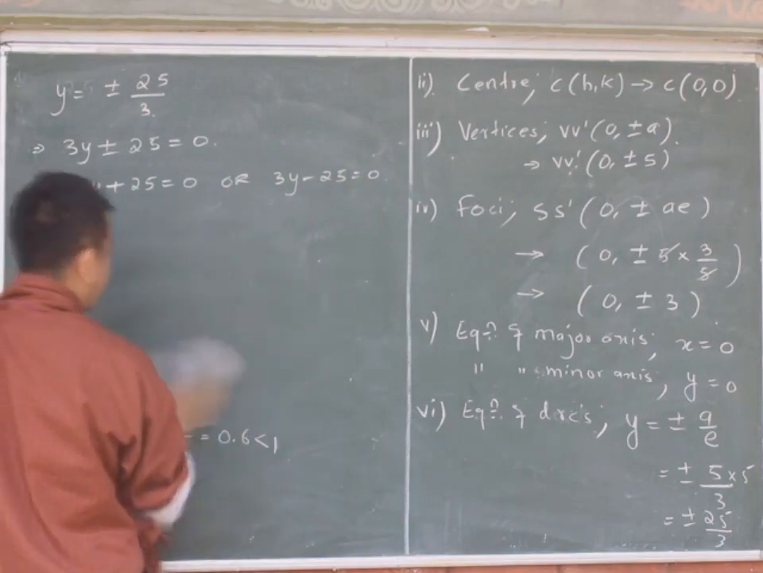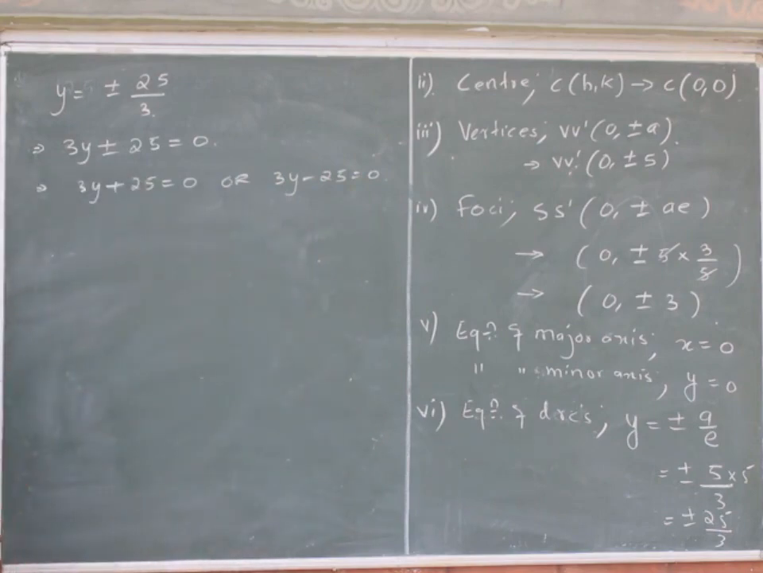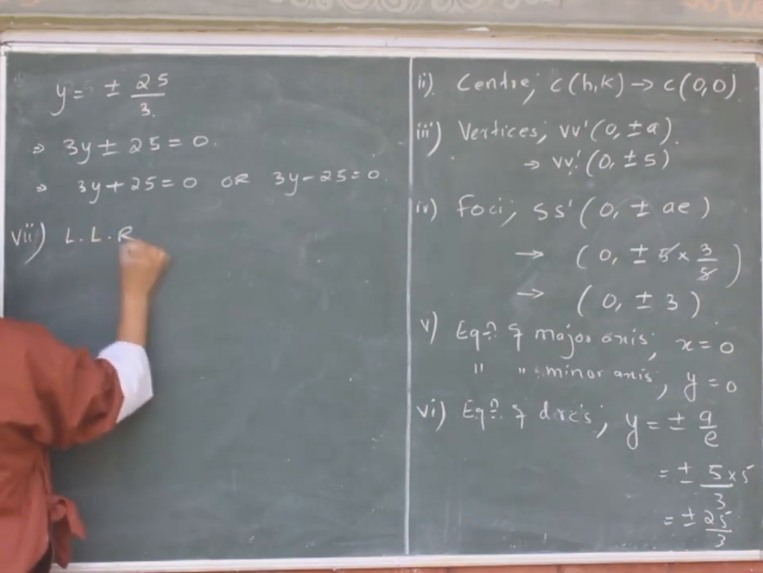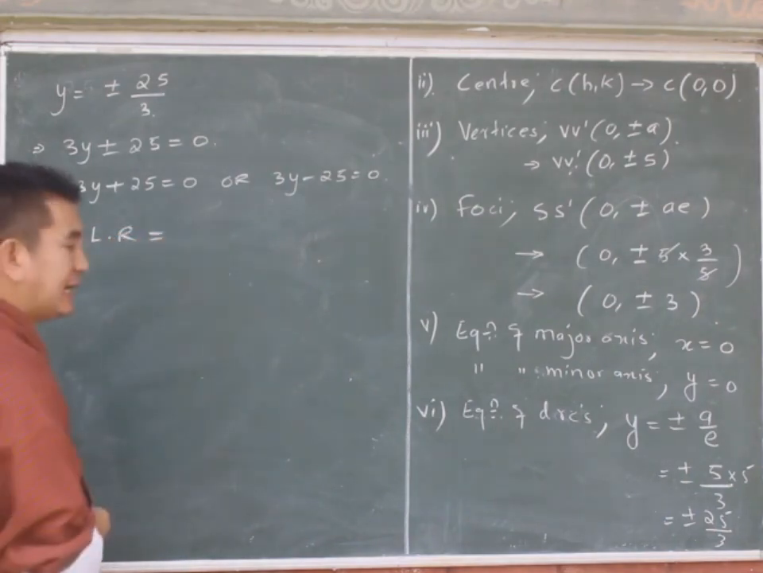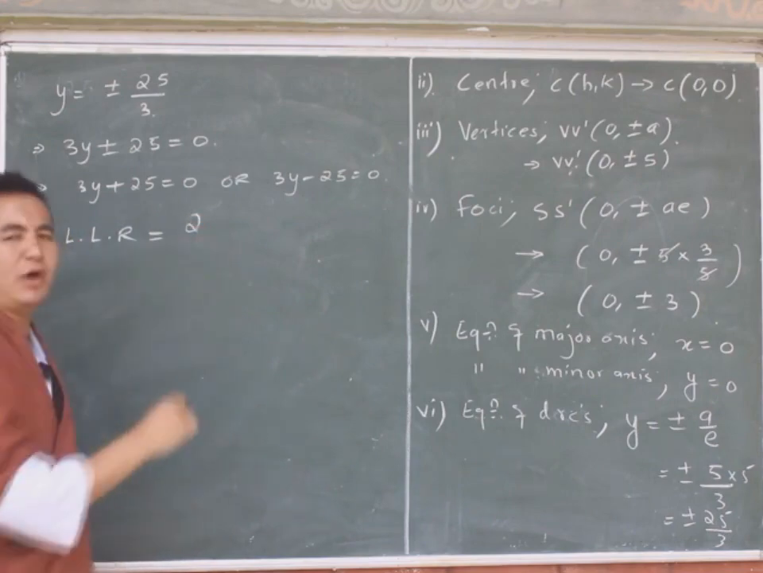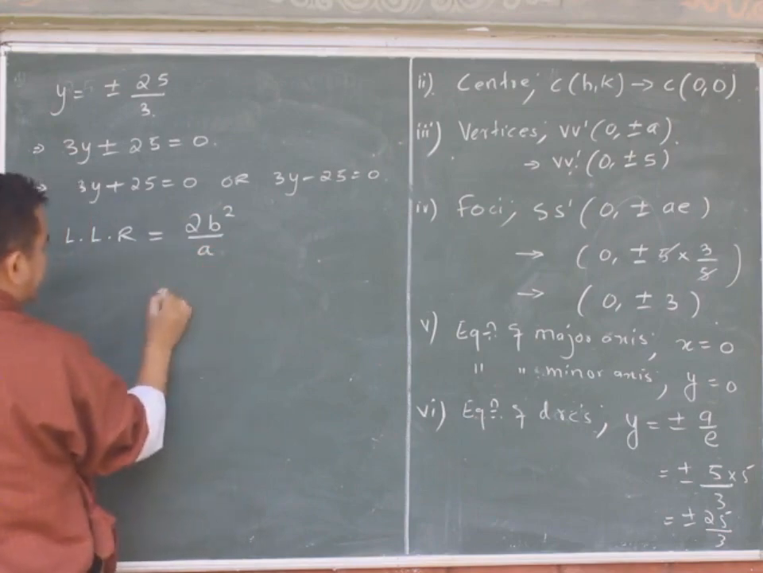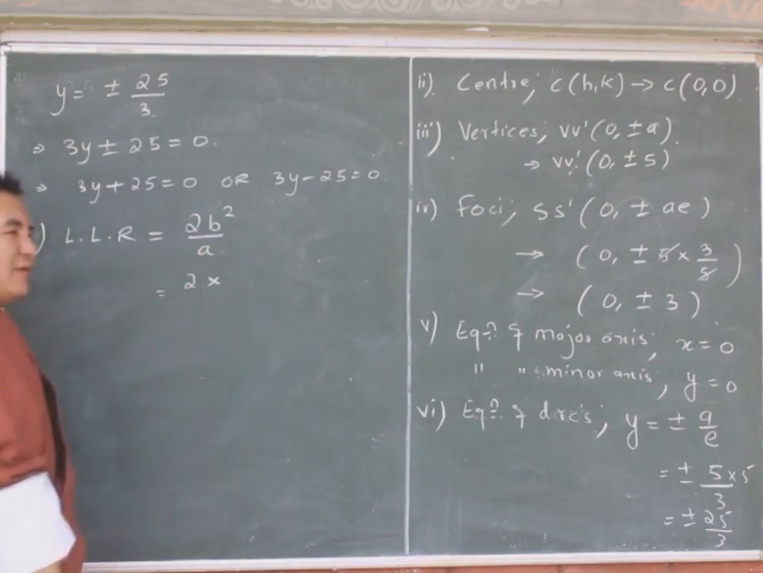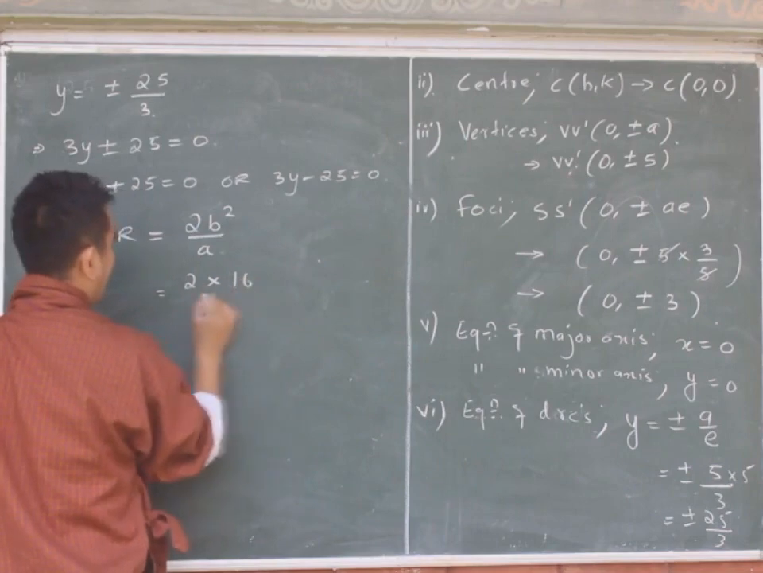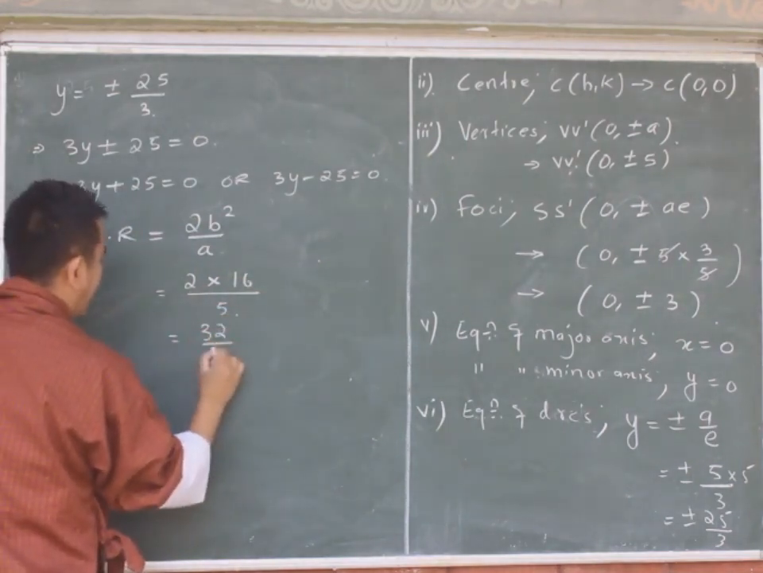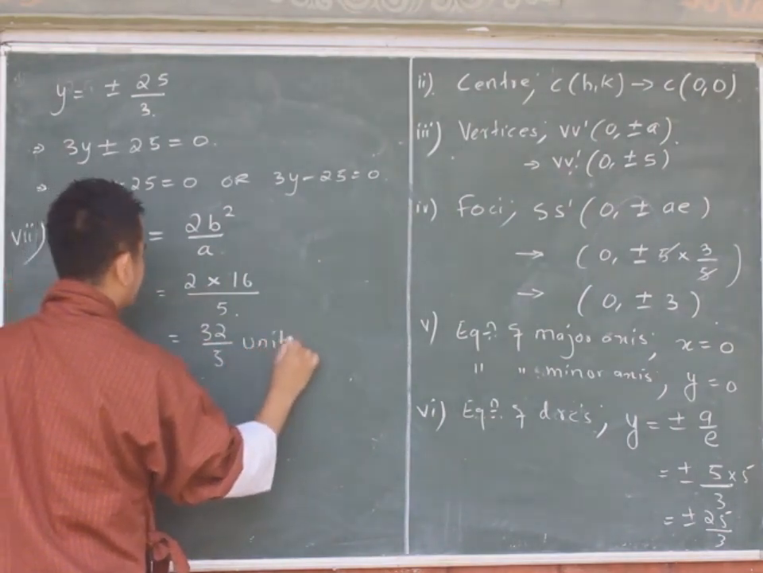Then after equation of directrices, now what do you have? Okay, length of latus rectum. Number 7, length of latus rectum. What's the length of latus rectum in case of ellipse? Don't tell me 4a, that is in parabola. It is 2b square by a units, which is 2 times, what's the b square value? 16. What's the a value? 5, which is equivalent to 32 by 5 units.